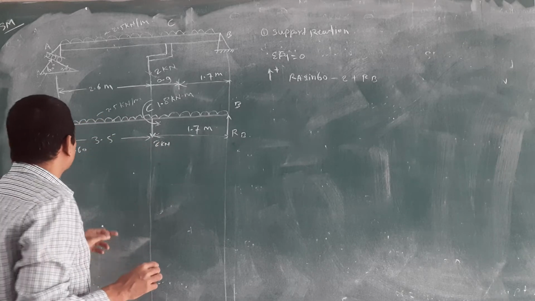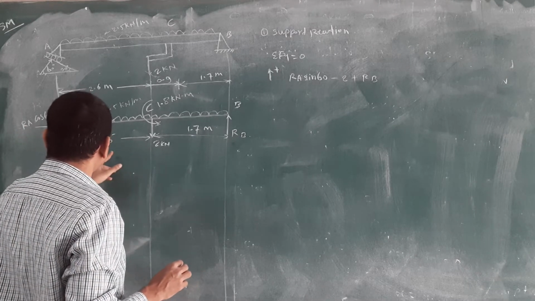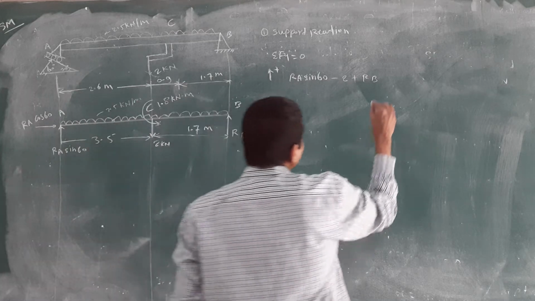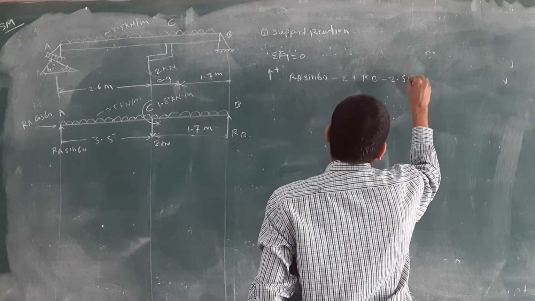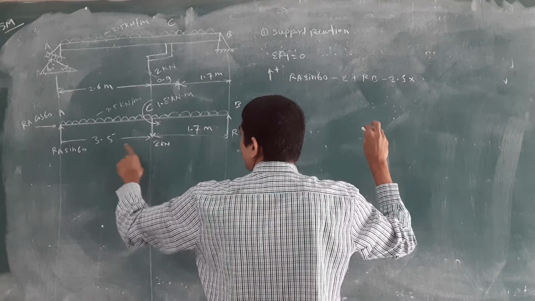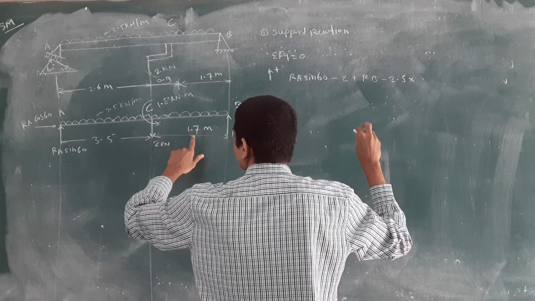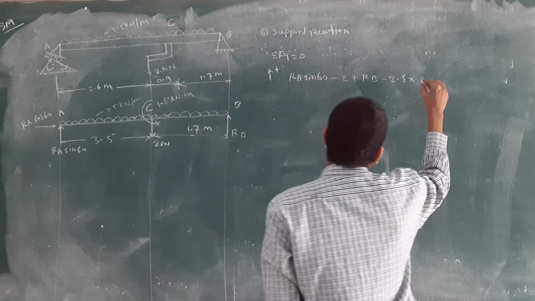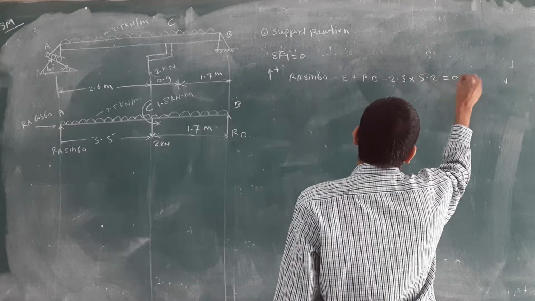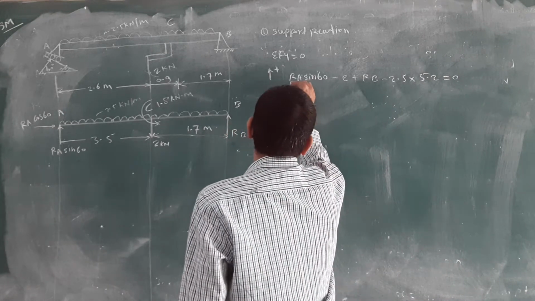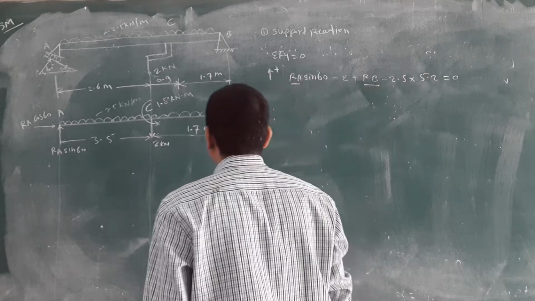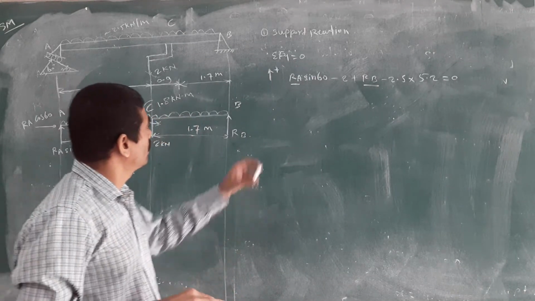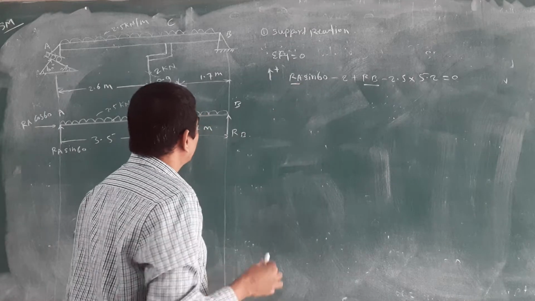2.5 into the total distance given, which is 5.2. Okay, I will write minus 2.5 into the total, 3.5 plus 1.7, means how much you will get, well, 5.2 is there, it is equal to 0. But here you will get two constants. That's why we don't get the value with the help of summation of Fy, Ra or Rb. Then what will we do?